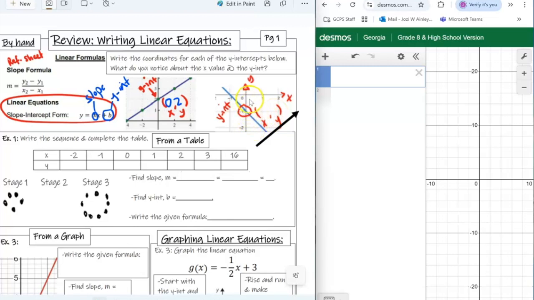Okay, so now that you've done that, let's go ahead and write this coordinate down for this y-intercept where it crosses the y-axis, which is this point right here. The x value at this point is 0. The y value is -1. So this coordinate is (0, -1).